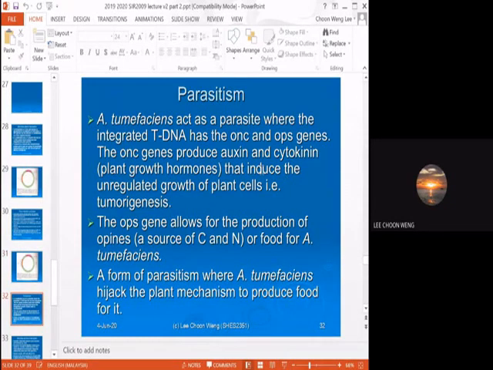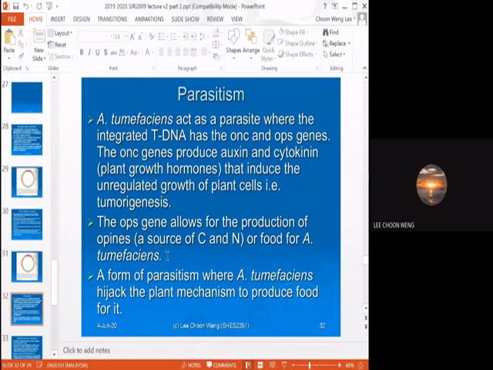So Agrobacterium tumefaciens is a classic example of a parasite, because the integrated tDNA has the ONC and the OPS genes. The oncogene here produces auxin and cytokinin. These two are plant growth hormones, and they will induce unregulated growth of the plant cells. Okay, so this is also called tumorigenesis.